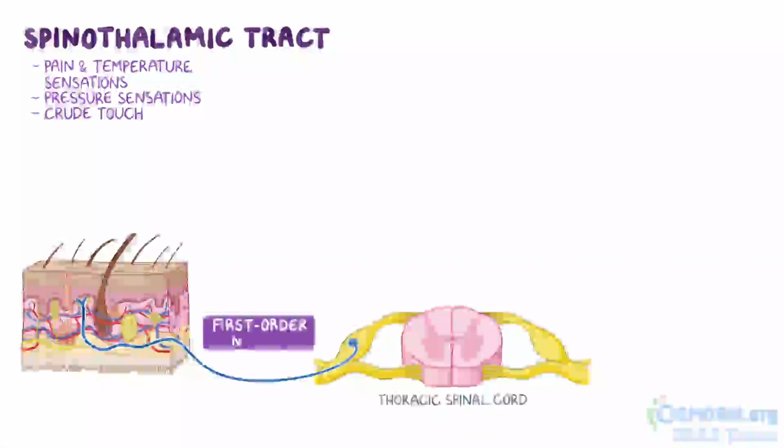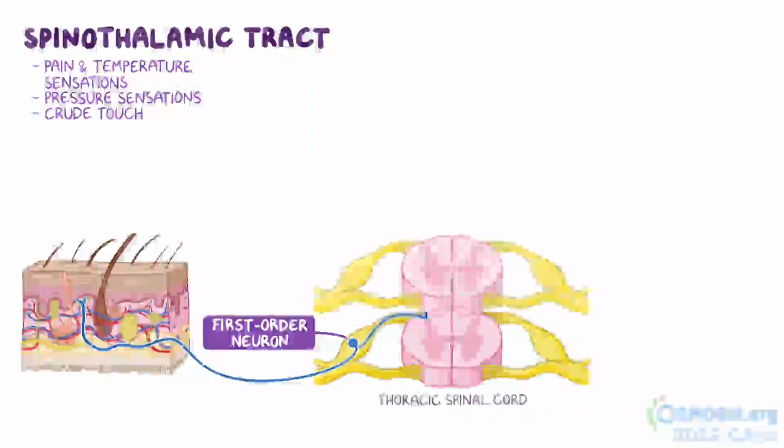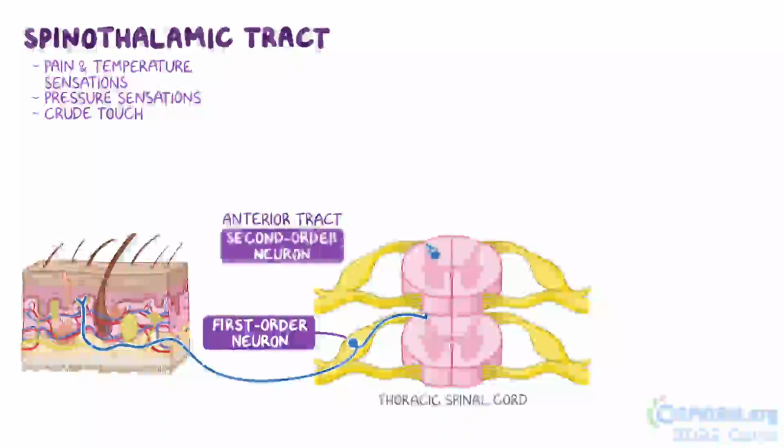The first-order neurons of the spinothalamic tract originate from receptors within the skin. The impulse travels within peripheral nerves to the dorsal root ganglion, where the cell bodies of the first-order sensory neurons are located. Then the signal enters the spinal cord, where the axons of the anterior tract don't actually synapse right away, but first ascend one or two spinal levels before synapsing with the second-order neuronal cell bodies located in the ipsilateral dorsal horn of the gray matter.